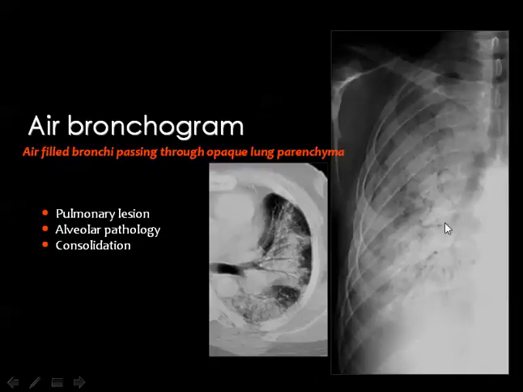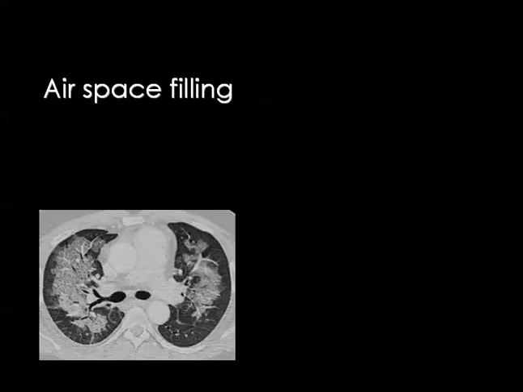Air bronchogram can be seen in the plain film and can be seen in the CT scan. Whenever you see air bronchogram, you know that you are dealing with a pulmonary parenchymal lesion, and this lesion is exactly in the alveoli, and its name is consolidation. Consolidation does not mean pneumonia, but pneumonia is one of the causes of consolidation in the lung. And airspace filling means that you remove the air in the alveoli and put another material.